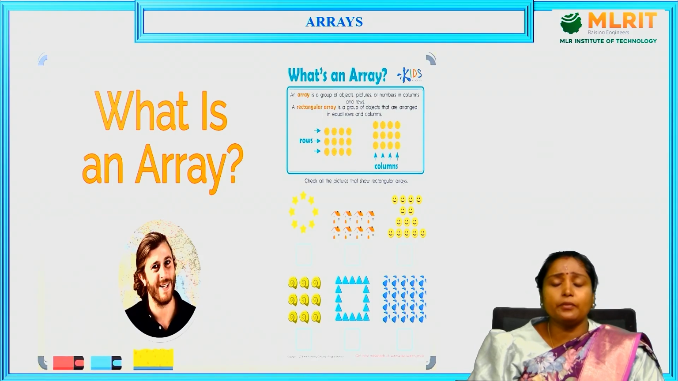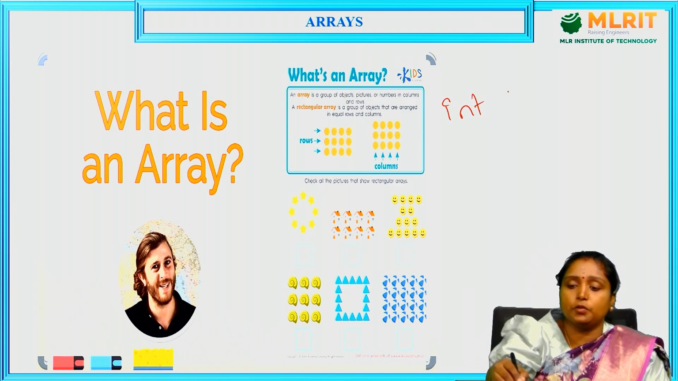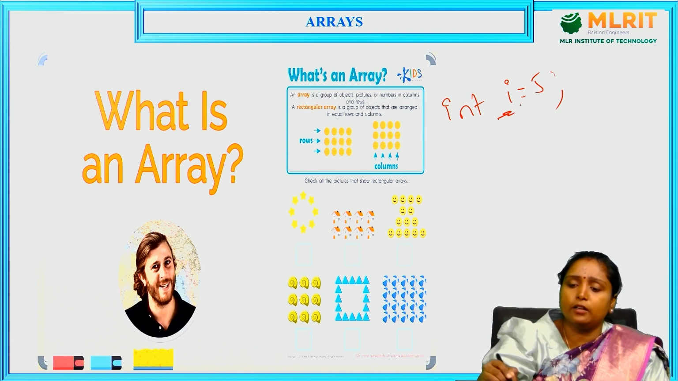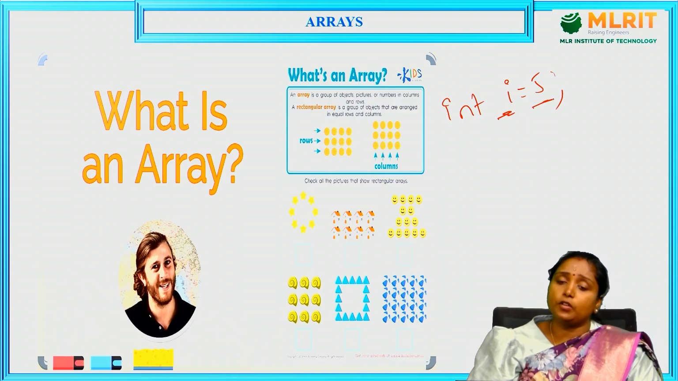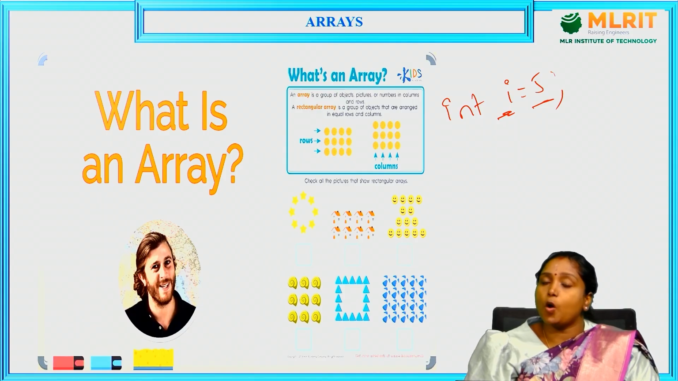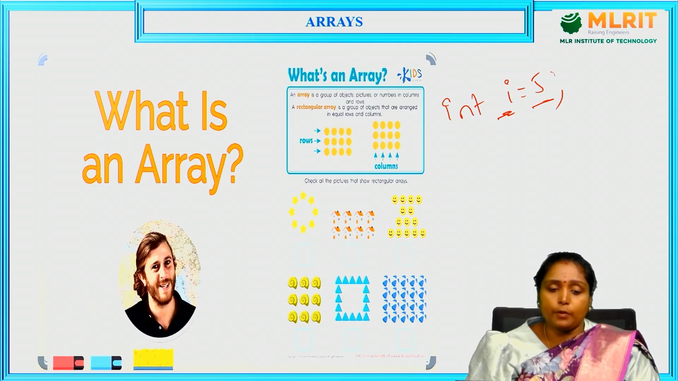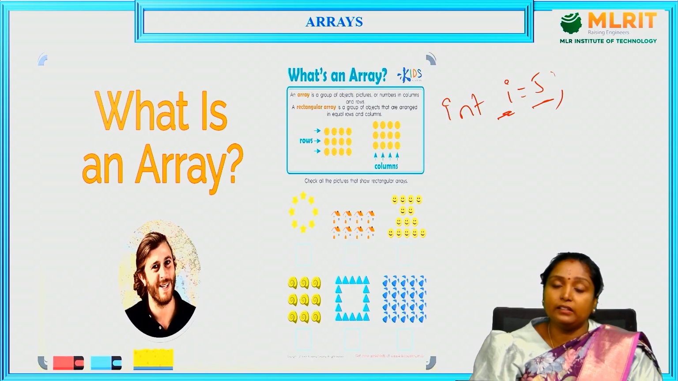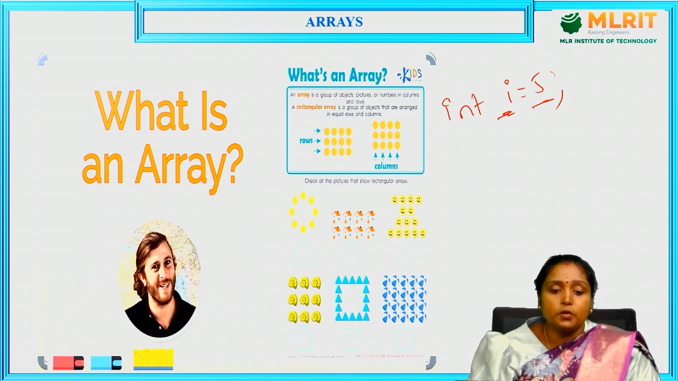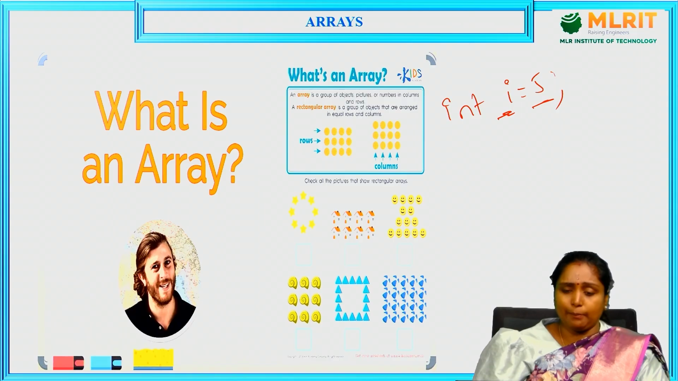Array is nothing but, for example, if I want to store a value, I am going to store the value using i equals 5. I can store only one value, right? If I want to store 100 numbers, how should I take 100 variables? No. The concept to solve that problem is an array. So an array can store multiple values at a time under one name. You can say an array is a group of objects, pictures, or a number of columns and rows. Here are some examples.